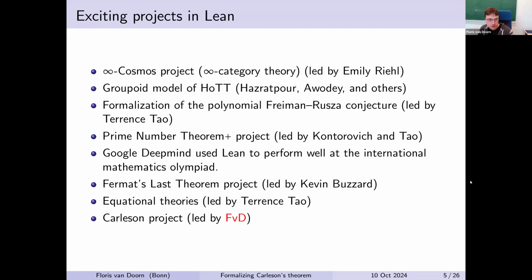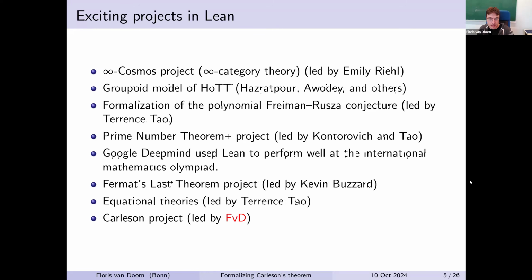So now I want to move on to some of the exciting projects that are happening in Lean. The first two I especially want to include because they are closest to the Homotopy type theory crowd. Emily Riehl is leading the Infinity Cosmos project, formalizing infinity category theory and infinity cosmoi, which sounds very exciting.